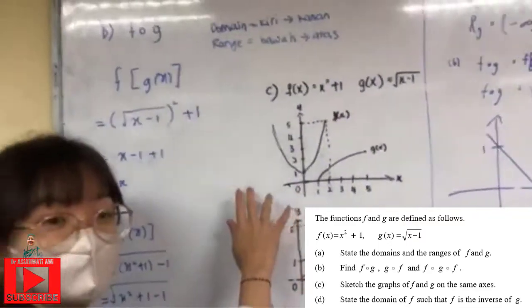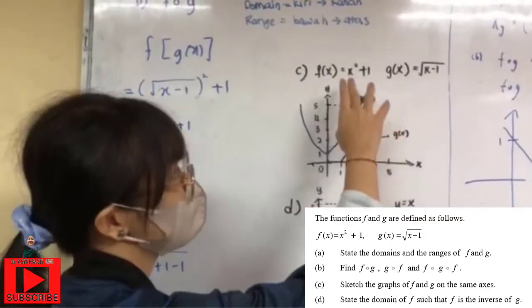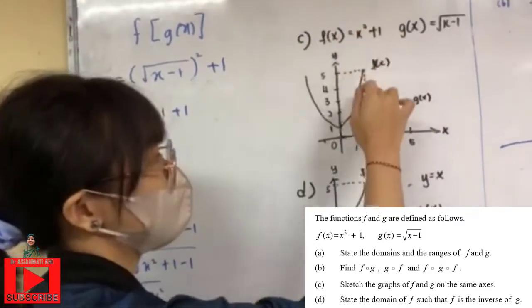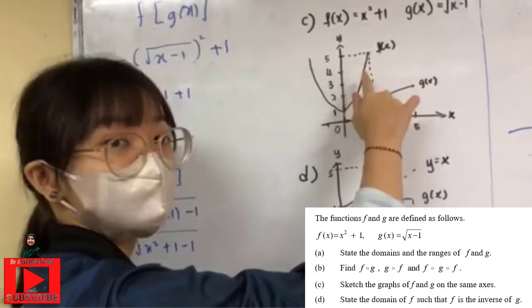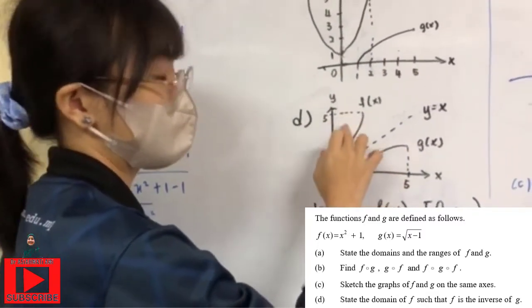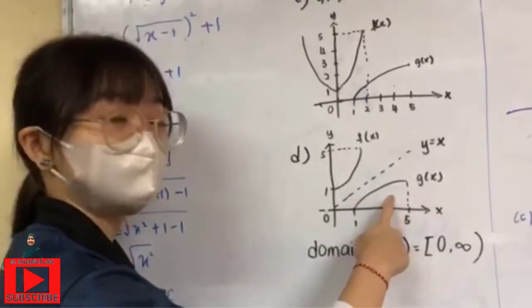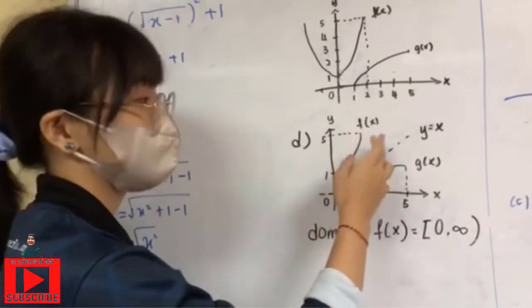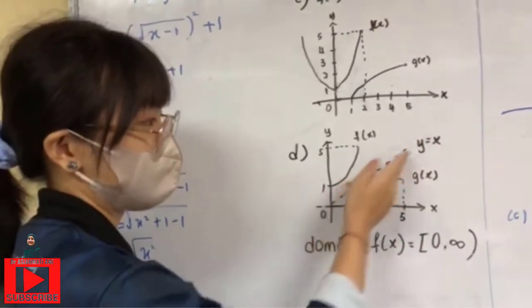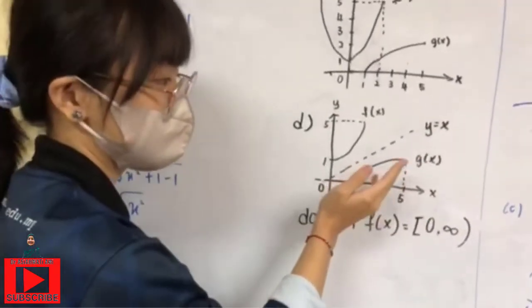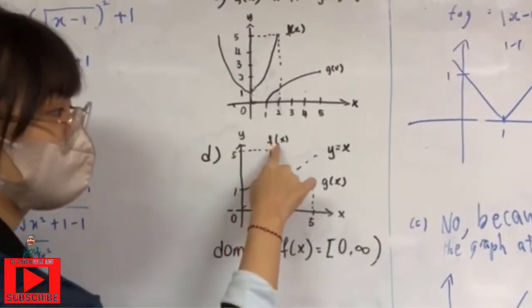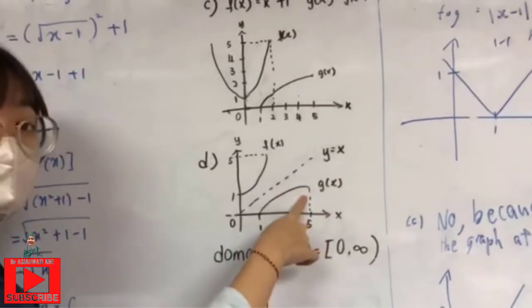So for question C, the question asks us to find the graph for each function. So I substitute the value, then I plot inside the graph, then I draw the graph. For question D, they ask us to find the domain of fx, which is the inverse of gx. So to find the inverse, the easier way is to draw the line y equals x, then you take the gx and flip it over. So you get the domain of fx, which is the inverse of gx.